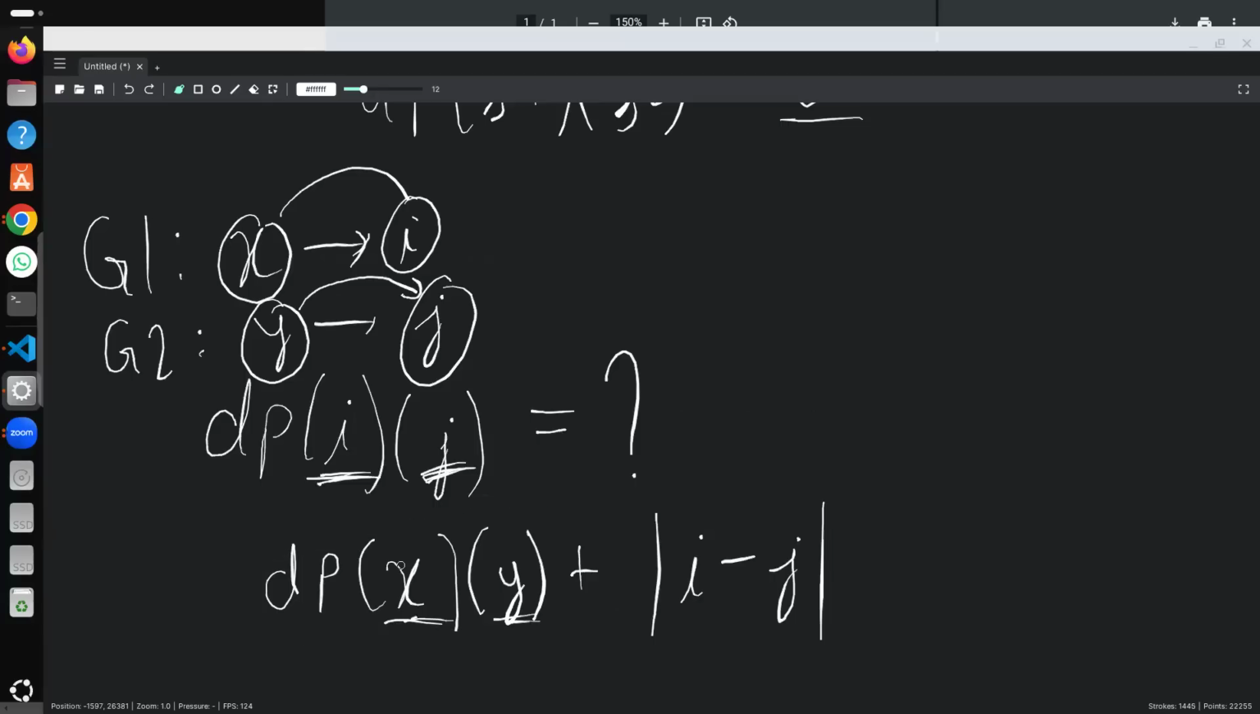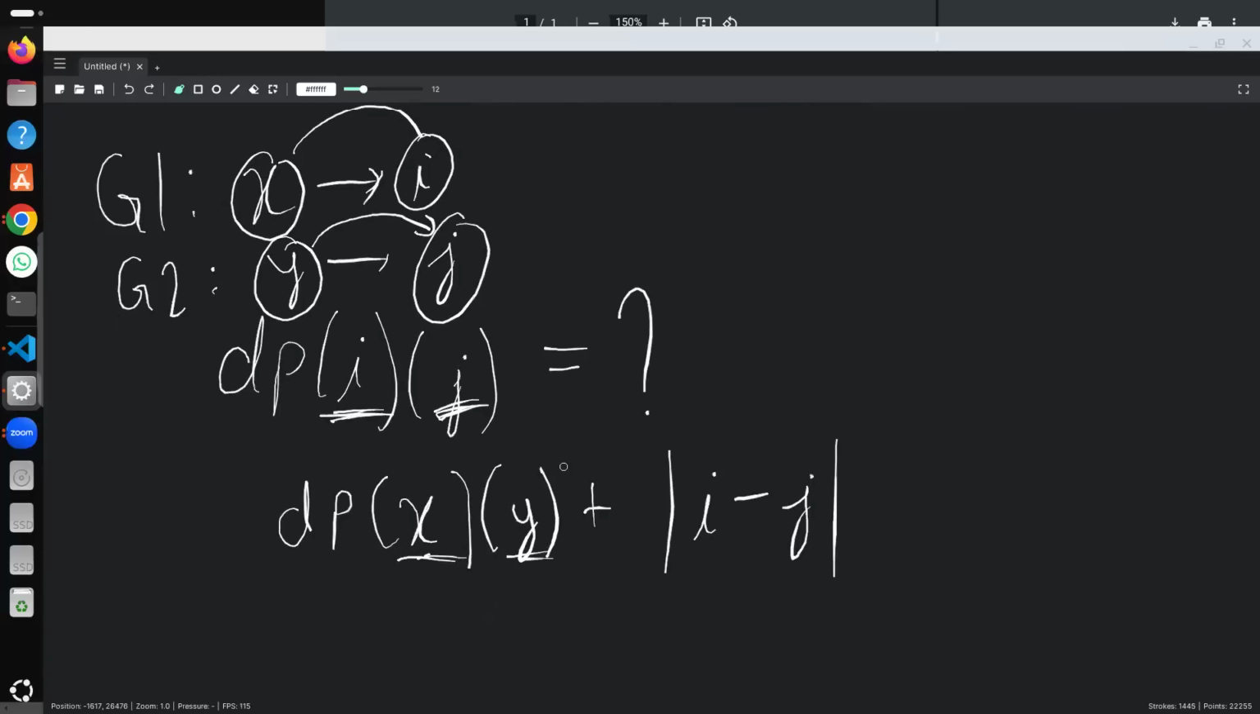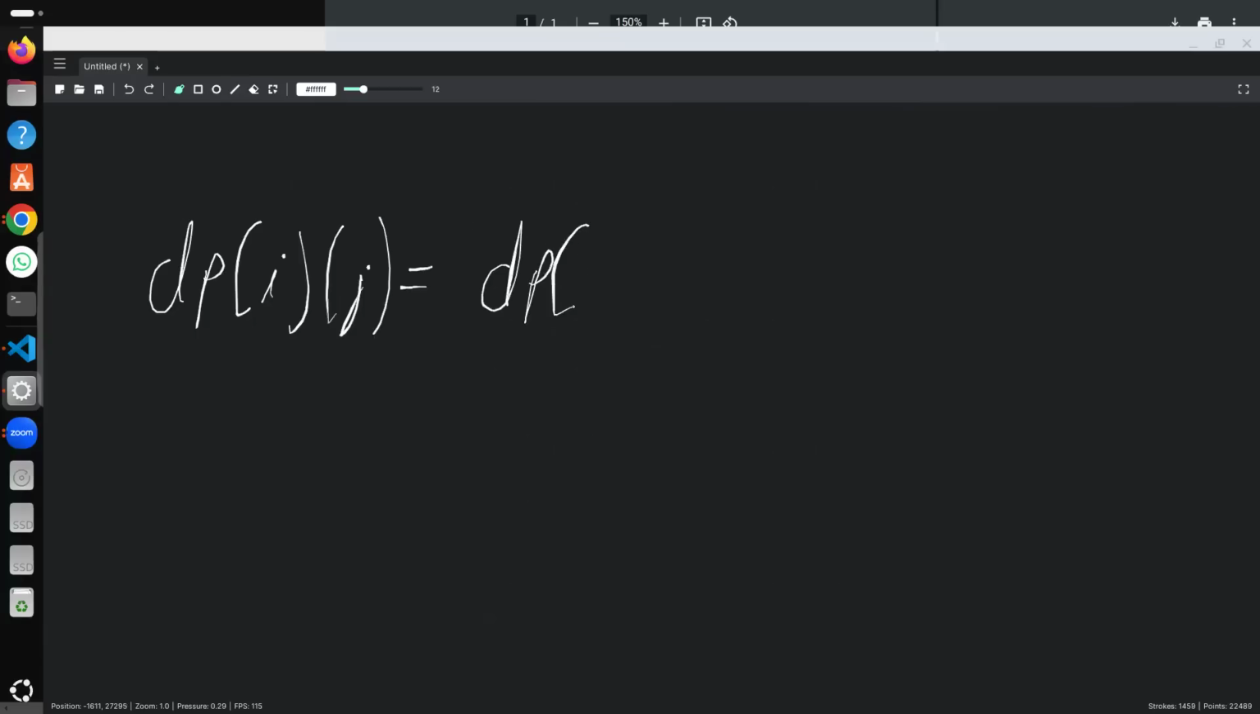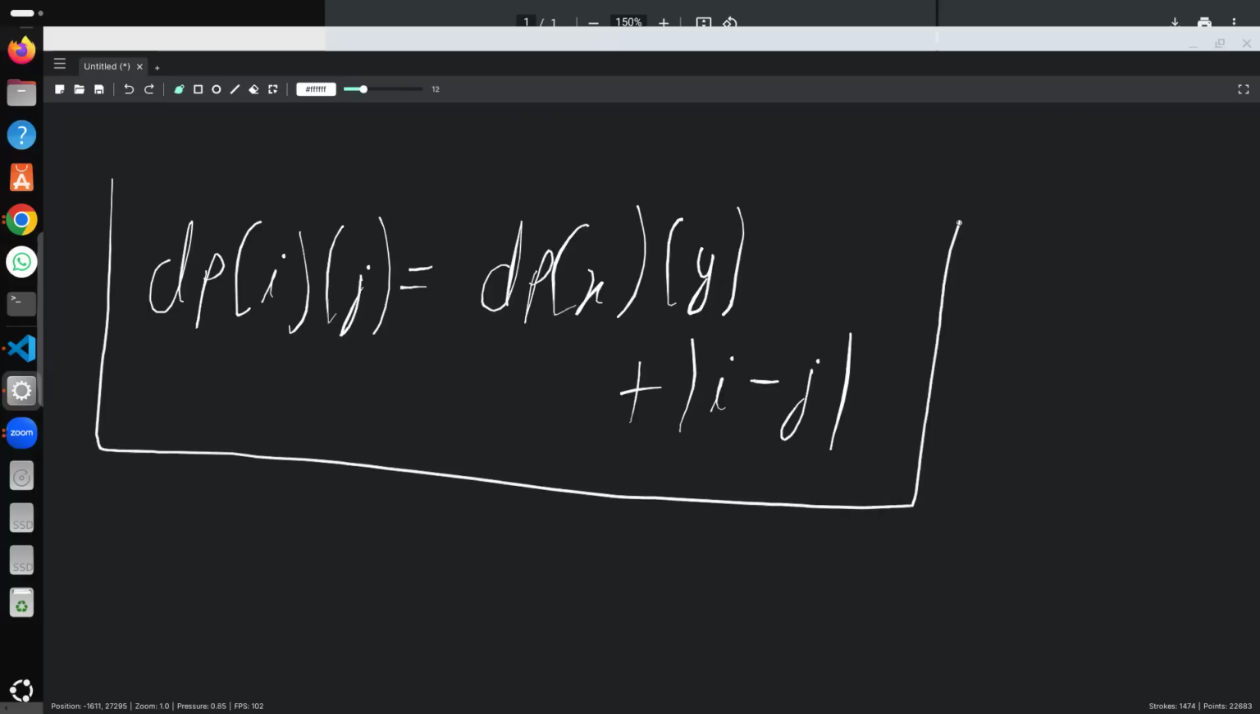But the thing is that this is not a tree. It's a graph, right? It has cycles. So it is not that simple, because in what order do you compute the DP? So actually this is the starting point only. DP[i][j] equals DP[x][y] plus |i - j|, where there's an edge between i and x, and there's an edge between j and y.